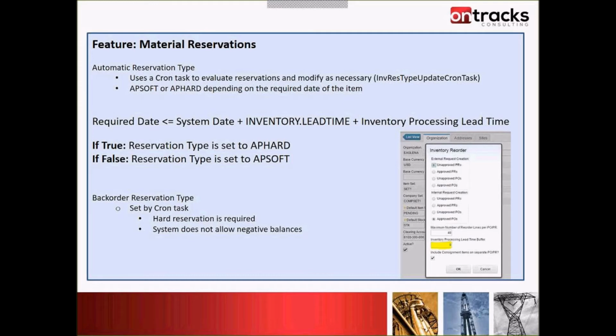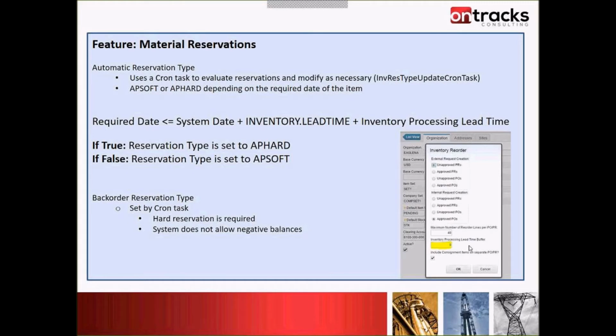So the calculation looks at the required date, and checks whether the required date is less than the system date or the current date, plus the inventory lead time for that item, plus the inventory processing lead time. This inventory processing lead time value is a static value, and it comes from our inventory reorder organization setting. By default, it's set to 0, but you can modify that as you need. If it's true, it's going to be set to hard.